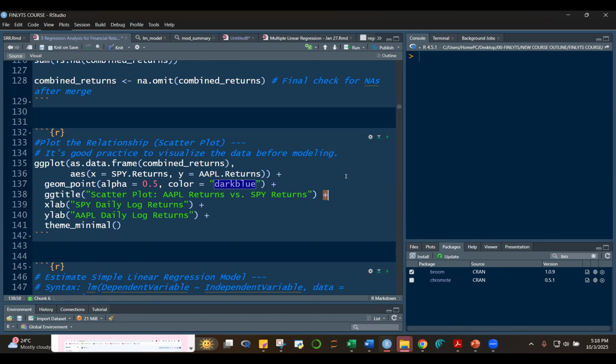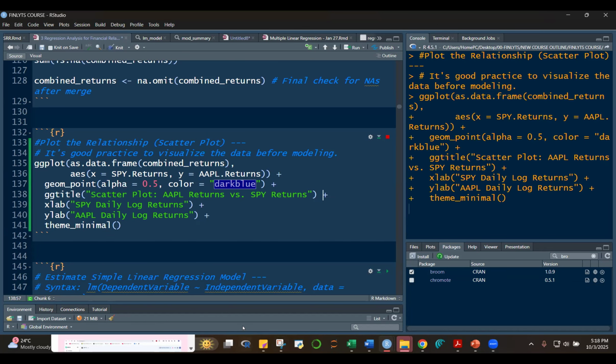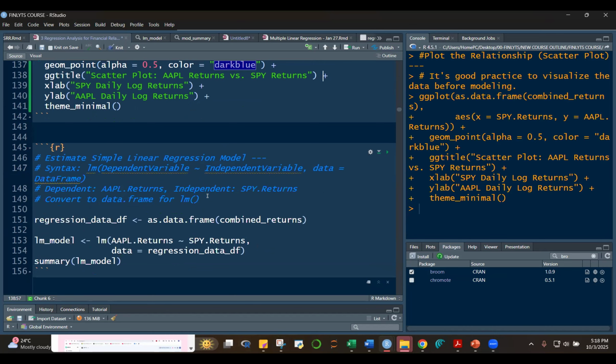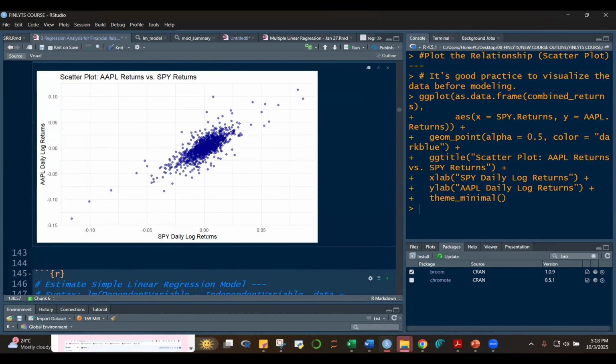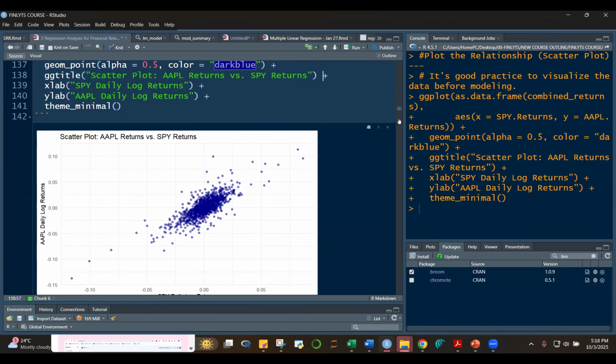Okay, so when you run this class, you will see this. On the x-axis, you have your SPY. On the y-axis, you have your apple. All right. I forgot to discuss a while ago. Let me backtrack a bit here, class.